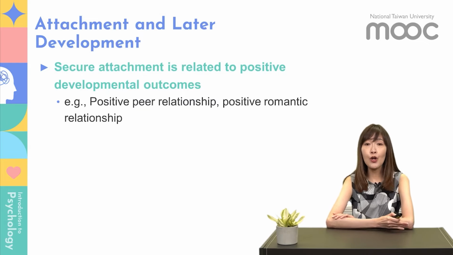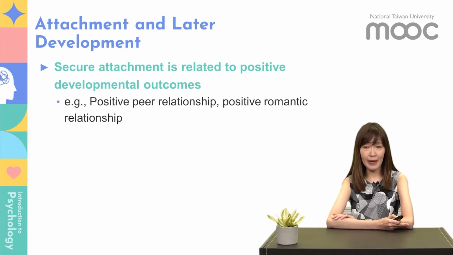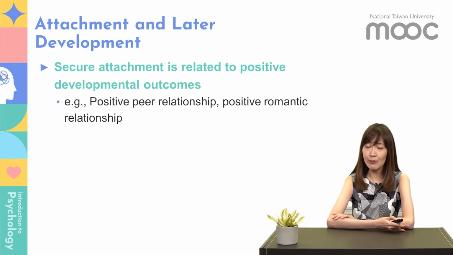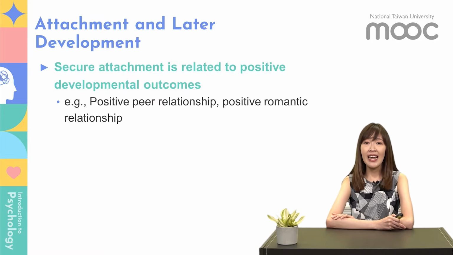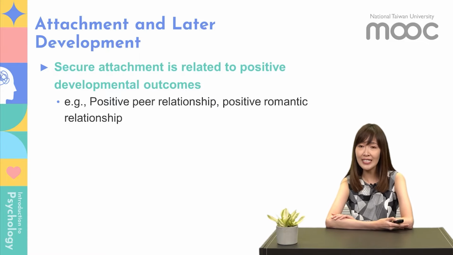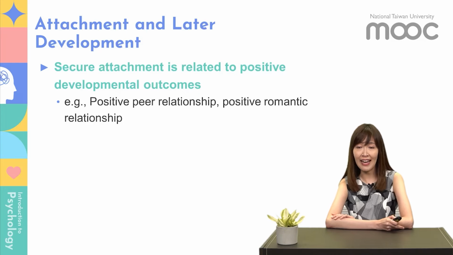researchers follow babies over time. They follow those secure babies, and they found that these babies are more likely to be described as curious and more likely to initiate play activities, and they're usually smarter than the other children when they become students in elementary schools. And also, they're more likely to form friendships as they get older, and they're more likely to have positive romantic relationships with their partners and with other people later in life.